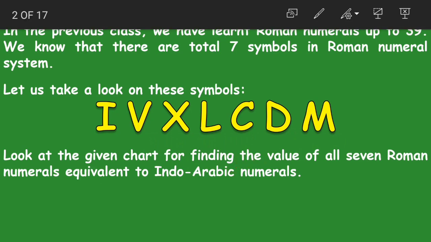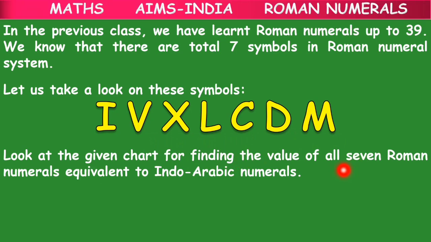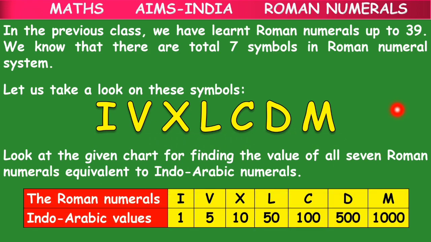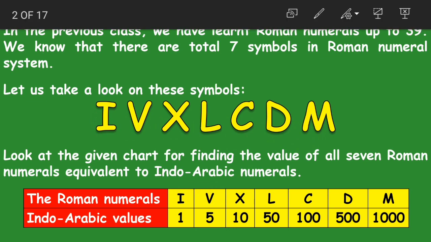Look at the given chart for finding the value of all 7 Roman numerals equivalent to Indo-Arabic numerals. Now these are the Roman numerals. These letters you see are the Roman numerals, and the numbers we use are called the Indo-Arabic values. What are they called, children? Indo-Arabic values. Now coming to the first numeral I. You all know what this stands for, right? This stands for 1. Yes, this I stands for 1.